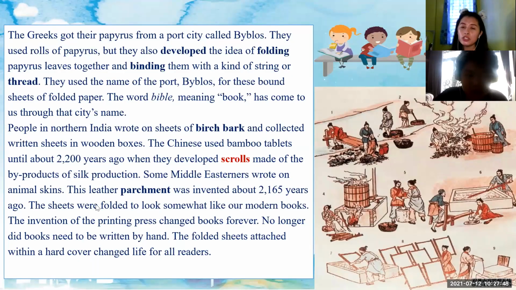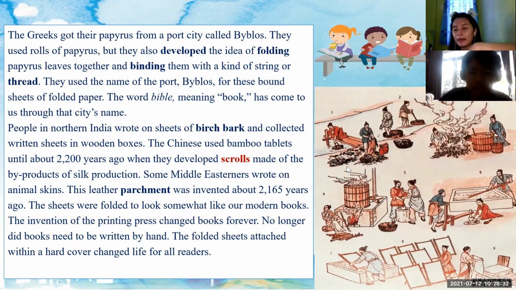Okay, so during that time, the Greeks also got their papyrus from a port city. Can you see the picture there? That is called Byblos. They used rolls of papyrus, but they also developed the idea of folding the papyrus leaves together and binding them with a kind of string or thread. You know how they are going to do it? They will first cook the reed plant. You see this one? It's a big, wooden container like this.